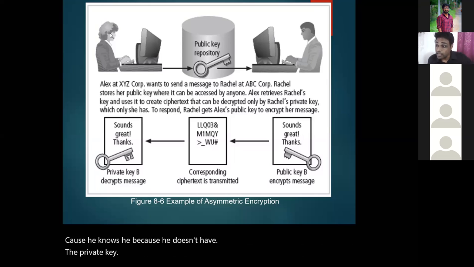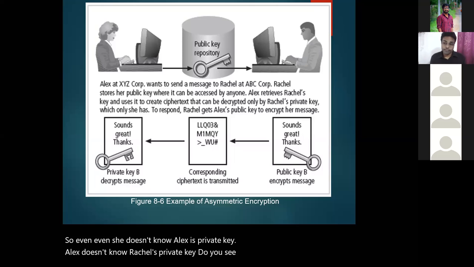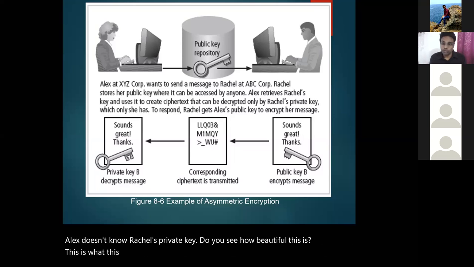So Rachel doesn't know Alex's private key. Alex doesn't know Rachel's private key. Do you see how beautiful this is? This is super. This is what the revolution of the RSA algorithm does.